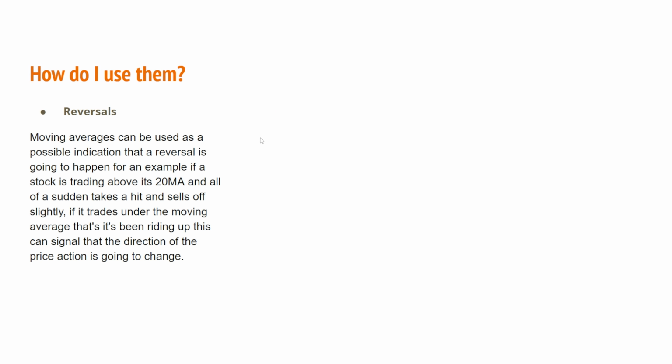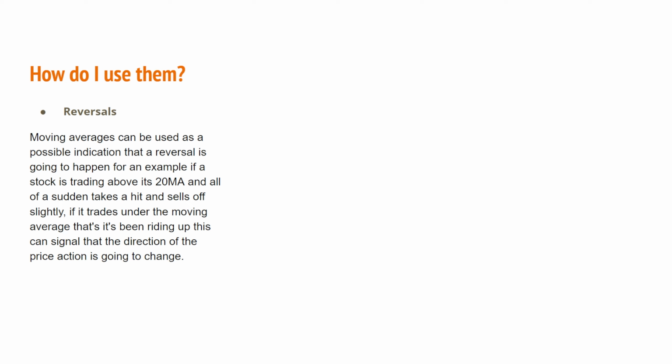And there's two ways that I use these. The first way that you can use them is for reversals. You can use them as an indicator that a reversal might happen. So if a stock is trading above the 20 moving average and takes a hit, gets below the 20 moving average, that's a good sign that your direction is changing. That's your change in trend. Now we're below the 20 moving average, and we are now bearish.